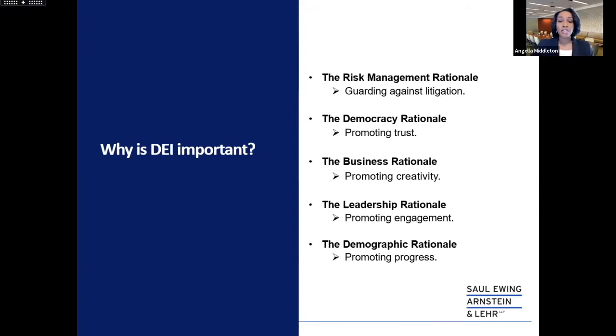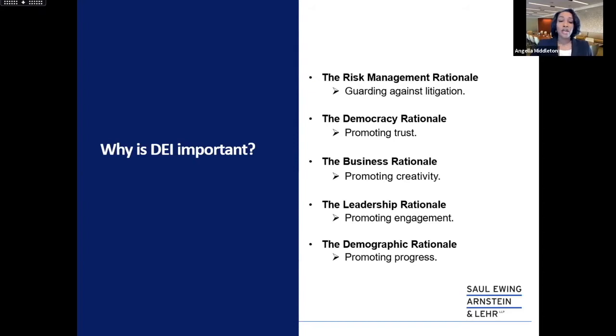The democracy rationale is the idea that a diverse workforce that reflects the communities that it serves is better positioned to foster trust in that company as a service provider to that community. And relatedly, the demographic rationale is that as our communities become more diverse, so should the industries that service them mirror the communities that they represent. And we know that based on the 2016 and 2020 census data, projections are that by 2050, more than half of the US population will be from visible minority communities.